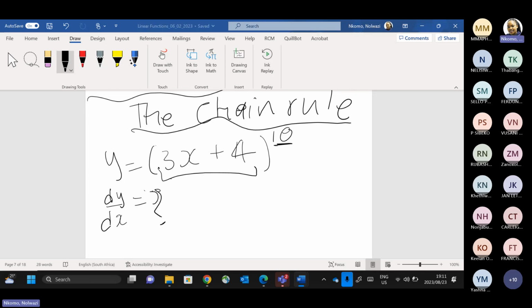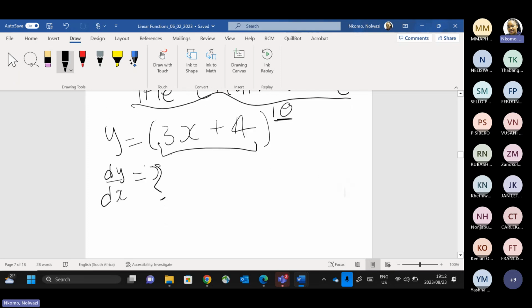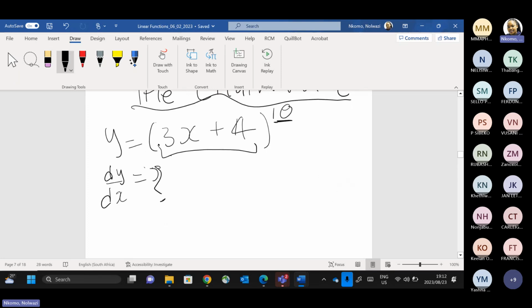Here, to differentiate this function, you need to apply the chain rule, right? The chain rule says if we are given an inner function and an outer function, then the derivative of that function would be the derivative of the inner function times the derivative of the outer function, right? For example, we have this function, (3x + 4) to the power 10.